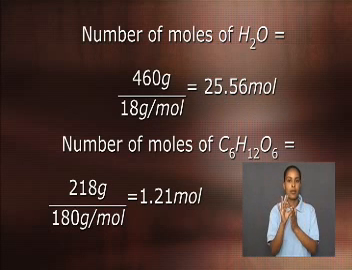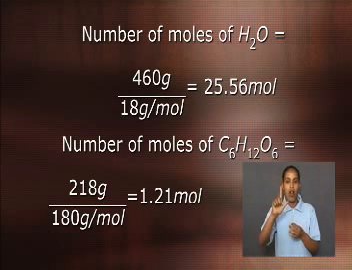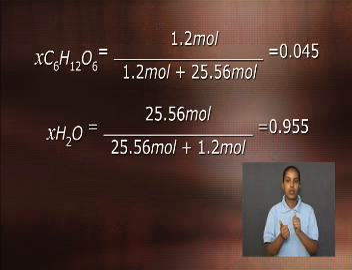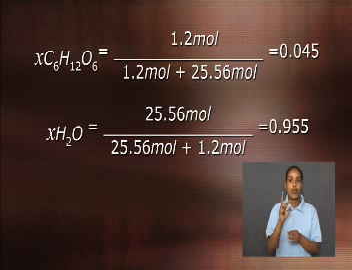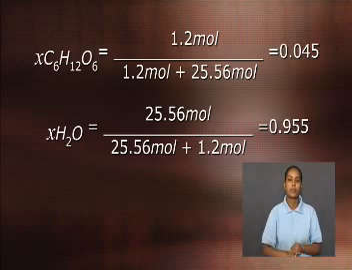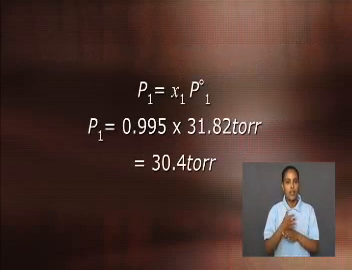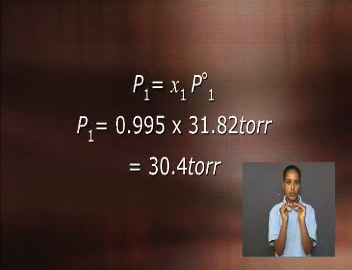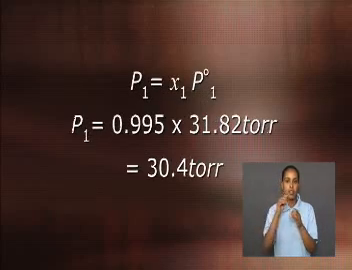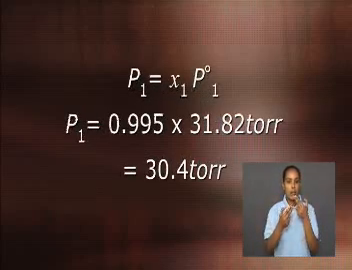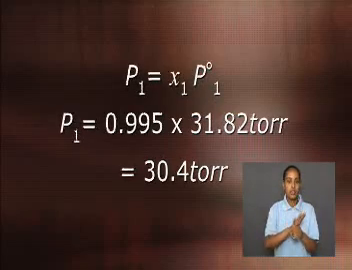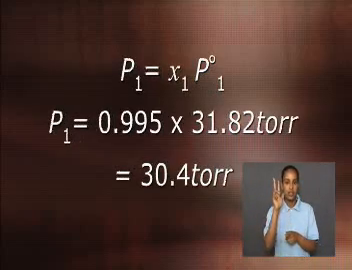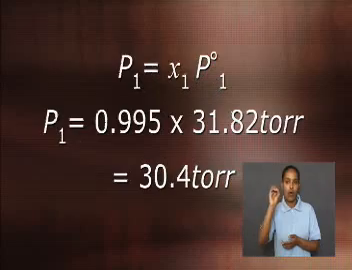We can use these numbers to determine the mole fractions of both solute and solvent, which can then be used in the Raoult's law equation. Thus, the vapor pressure of water in our solution is equal to the mole fraction of the solvent in the solution multiplied by the vapor pressure of the pure solvent. The answer is 30.4 torr.